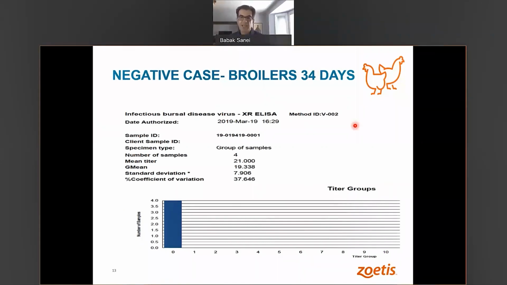Okay. This is a negative case. So this is an ELISA, a typical ELISA result that you may get. Now, different labs may have different manifestations, but what you have on this graph is the number of samples, and then you have the titer group. The titer group depends on, in this case, it's an IDEXX case, what titer group you're looking at. And if I want to show you what those titer groups mean, let me just go to this.